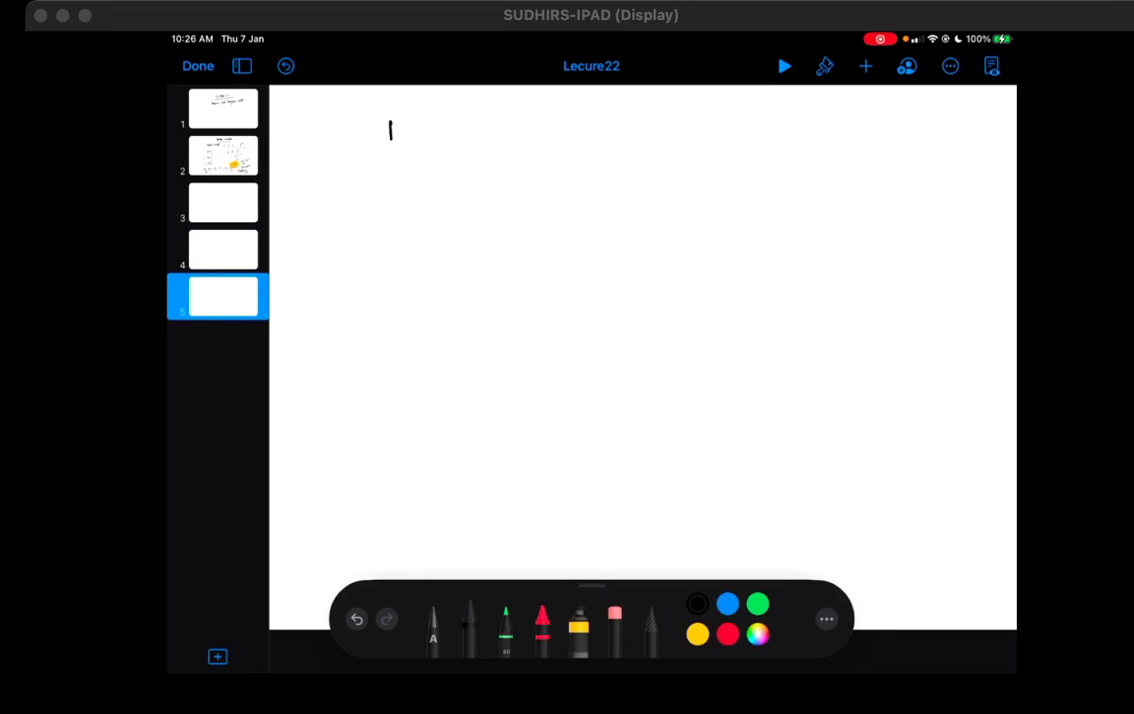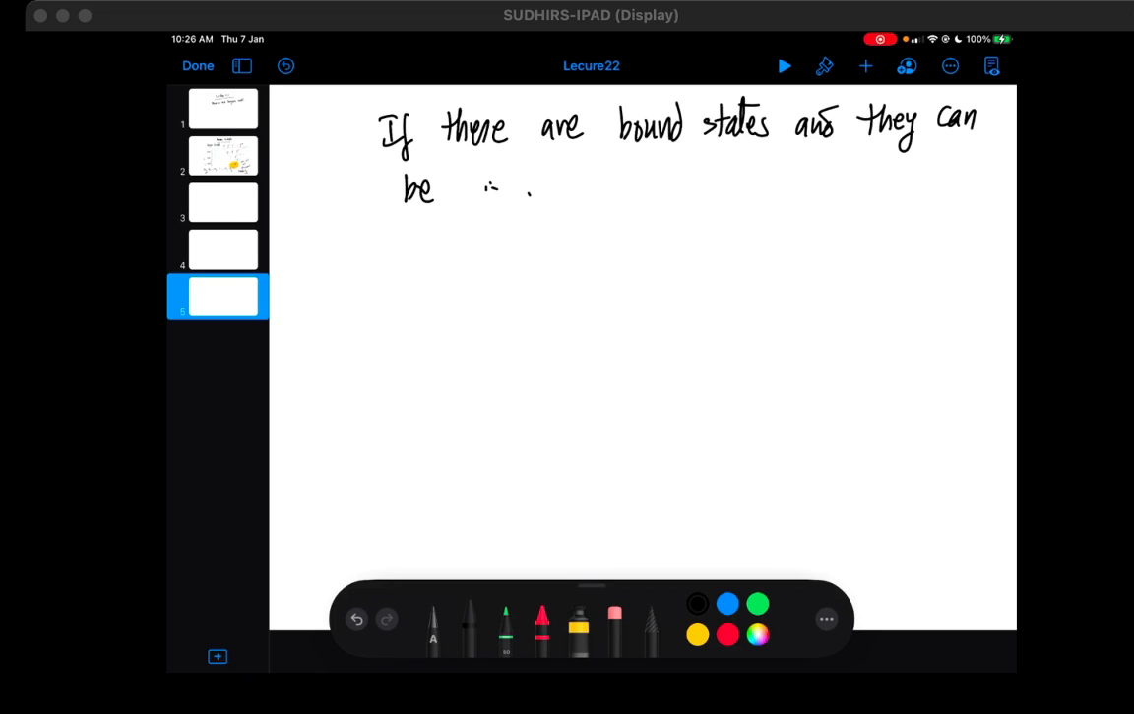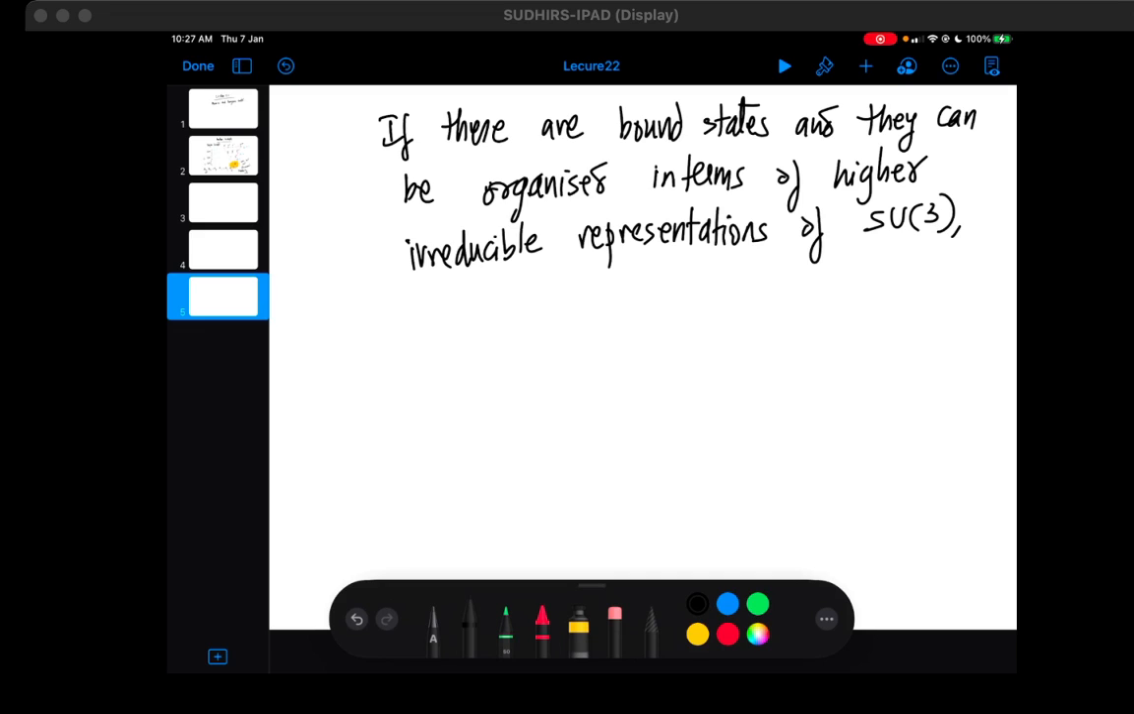if these are bound states and they can be organized in terms of higher irreducible representations of SU3, one could ask the question: you know that SU3 has 3 times 3 bar, like a product representation. 3 times 3 bar is equal to 1 plus 8.